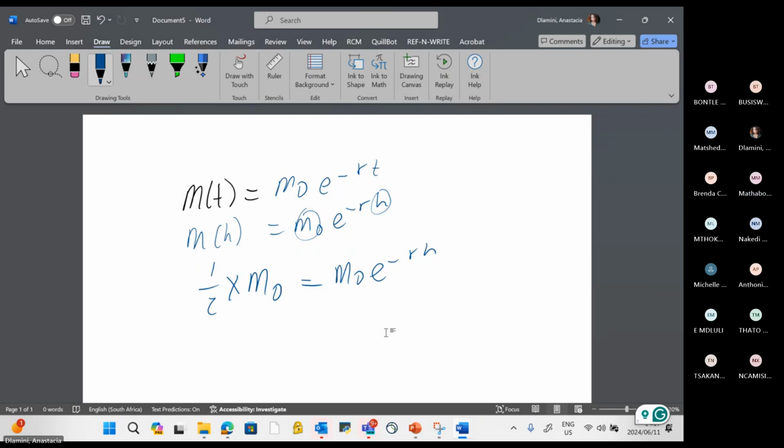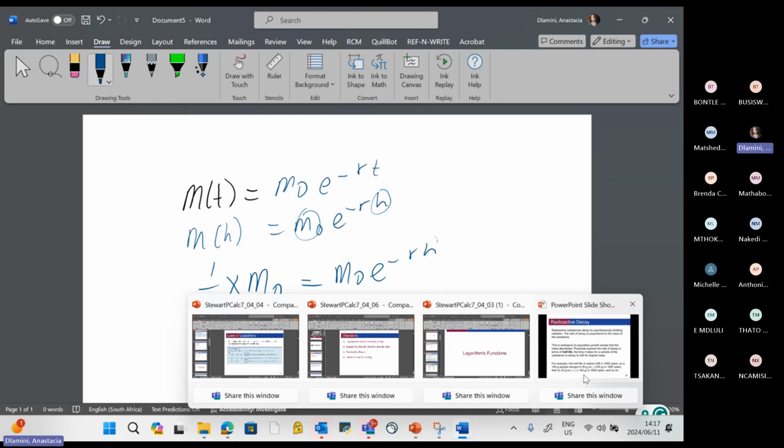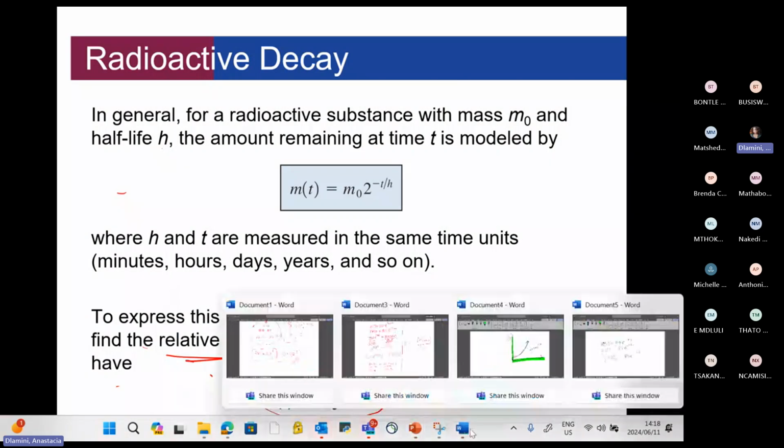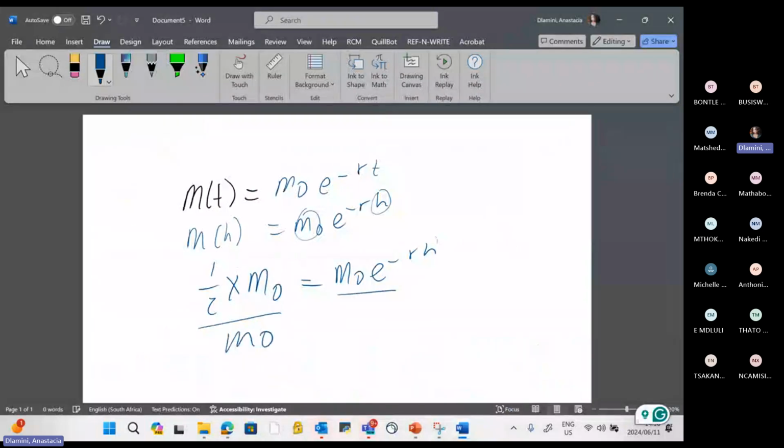Yes, ma'am. Okay. So because we are looking for what? We're looking for h. No, they say we're looking for the relative decay, not h. I'm looking for r. To express this, we need to find the relative decay. So let's do that. Let me simplify it. So this is m0 divided by 2 equals m0 e^(-rh).